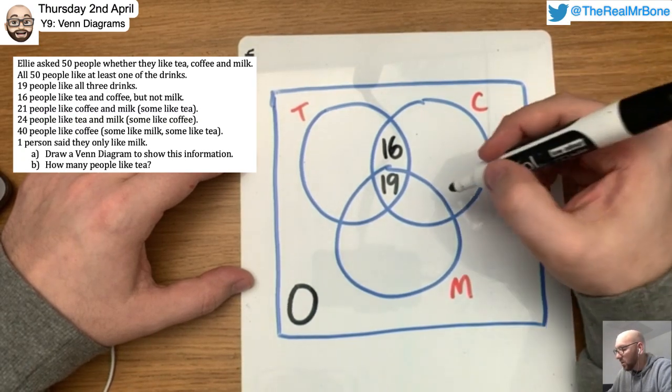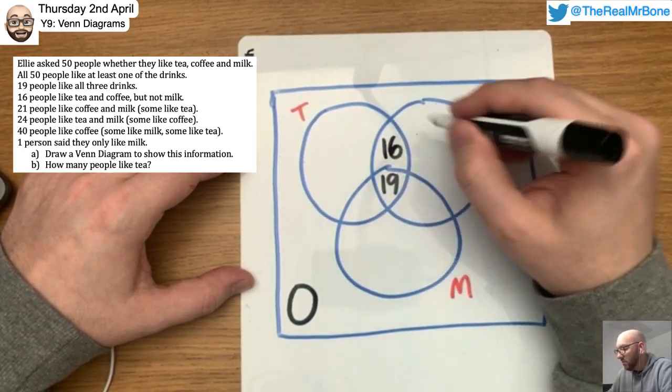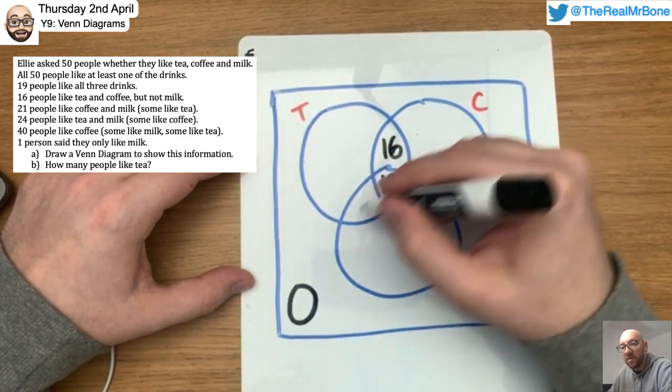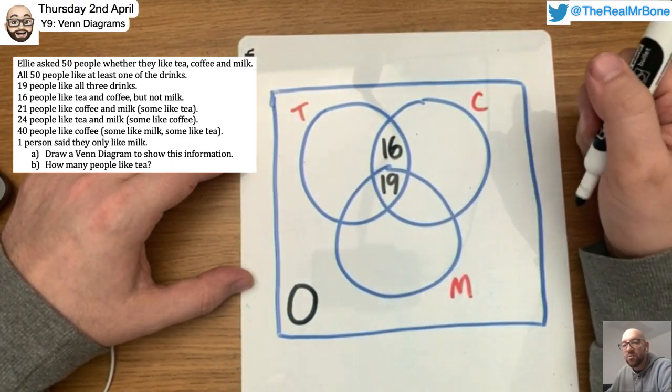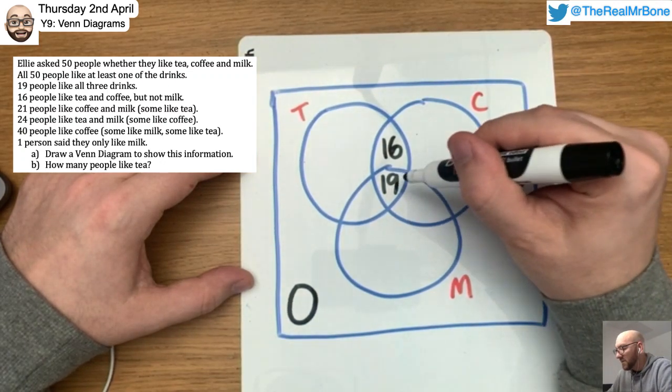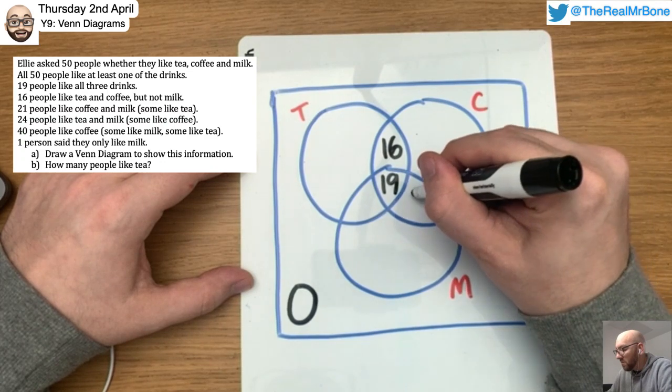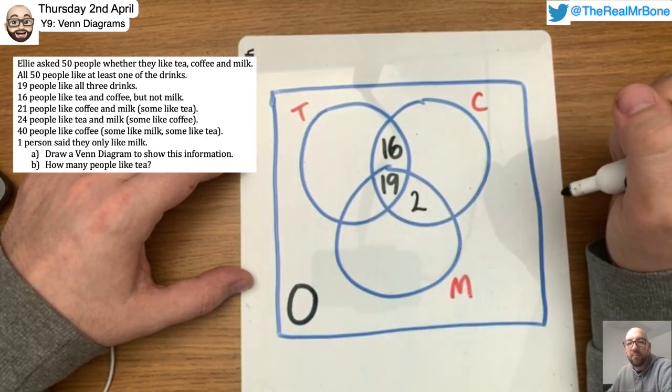21 people like coffee and milk. There's coffee, sorry, coffee and milk. 21 people like it. Some of those are here in the tea. Well, 19 of them also must like tea. That means we're only missing 2 more people.